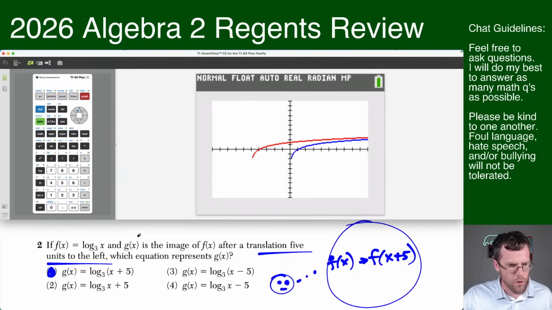All right. Which question do I think is going to be the 6-pointer? That's a good question.